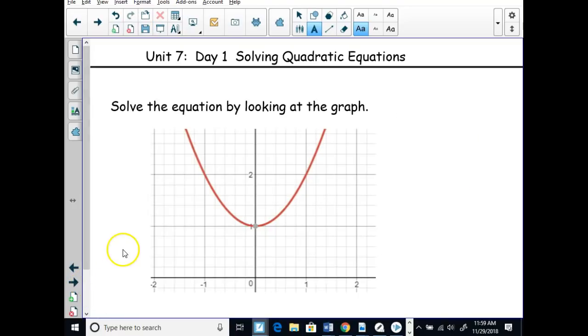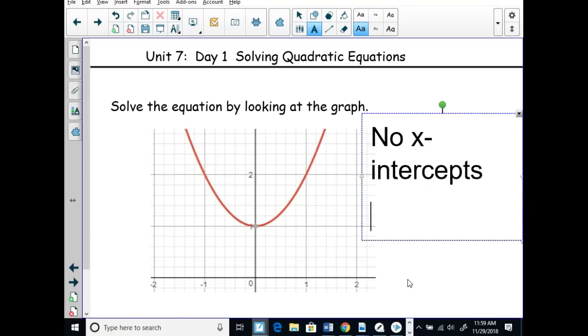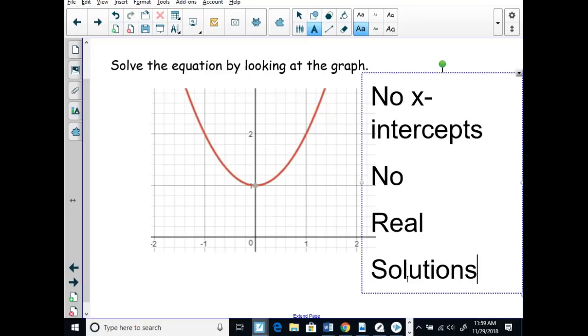Solve this equation by looking at the graph. So take a minute, quick sketch it. What do you notice about this graph? This graph isn't crossing the x-intercept or the x-axis. There are no x-intercepts. So what is the solution? There are no real solutions.